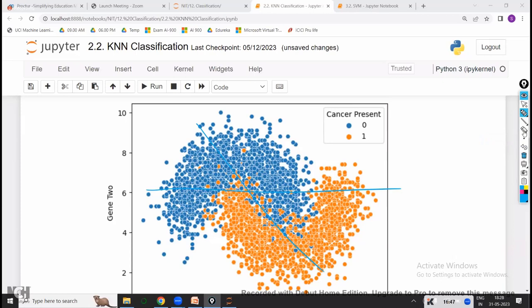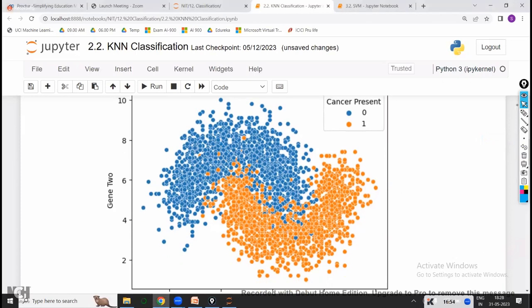Here you can't separate the data by using a linear line. This data set is not supporting that. Now in this case, what do we have to do? Then we have to go with the non-linear SVMs. Linear SVMs are there, non-linear SVMs are there.